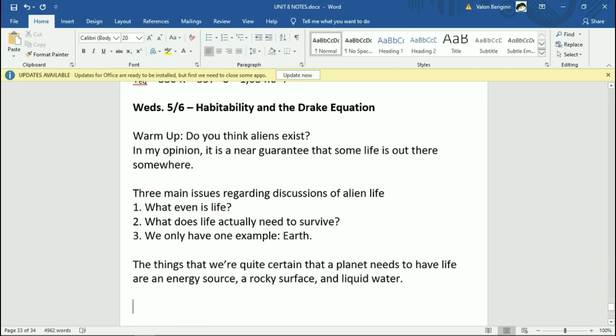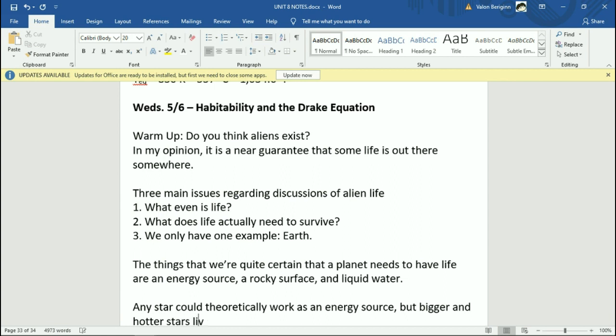So the energy source is a star. Again, any sort of star could theoretically work as an energy source. The issue is that bigger and hotter stars live much shorter lives, and they're also rarer, to be fair. So why are we looking for all these planets around all these B stars that could have all this life on them?